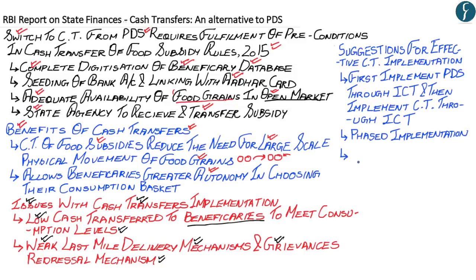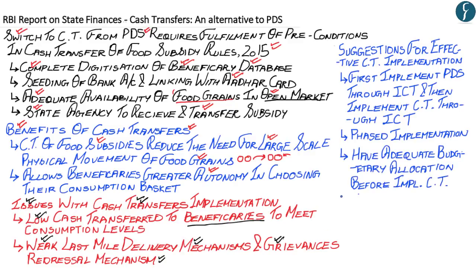The third suggestion given in the report is that states should have adequate budgetary allocation before launching the cash transfer model. And the fourth and the final suggestion given in the report is that states should have district-based food consumption models, wherein, due to the diversity in large states in India, each district has its own food consumption patterns, because of which food grains are available at different prices among various districts in a state.